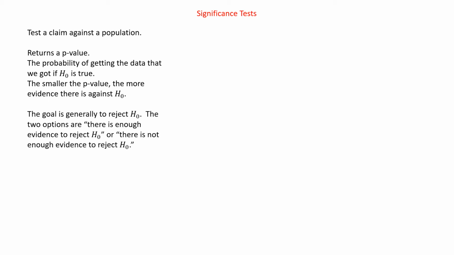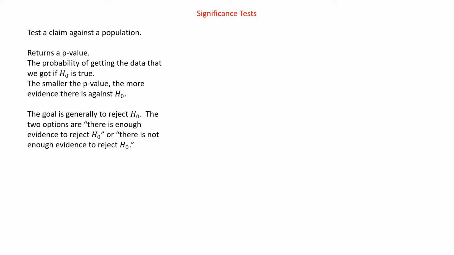The goal of a significance test is generally to reject the null hypothesis. Now, that doesn't mean that you are really trying to, but that's kind of the goal. Just like the goal of the prosecutor in the court is to prove the person is guilty. And then our two options are there is enough evidence to reject H0, or there's not enough evidence to reject H0. We never accept the null hypothesis, generally speaking. We either reject or we do not reject. Just like, again, in court, the person's either found guilty or not guilty. You never are found innocent. That's not one of the options.